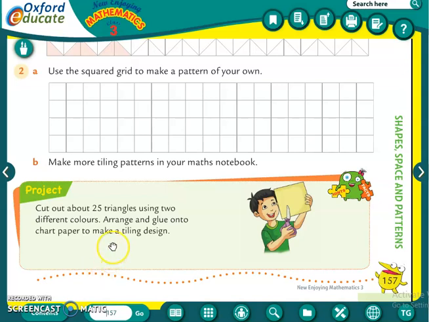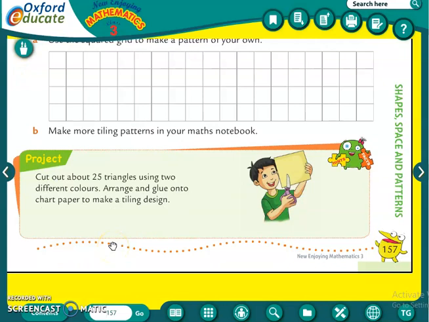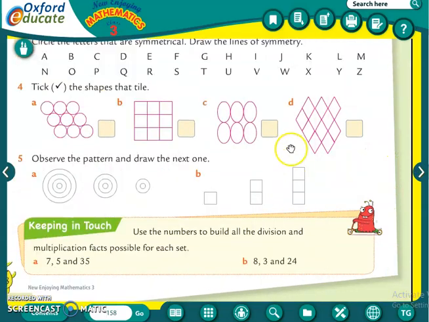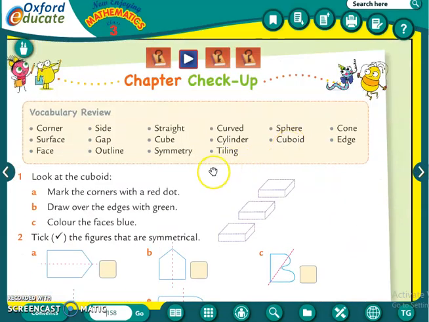So this was the chapter about shape, space and pattern. And now on the next page, oh, this is the chapter checkup. So you know what we are doing in the chapter checkup. These you can do by yourself, and you have to do by yourself.